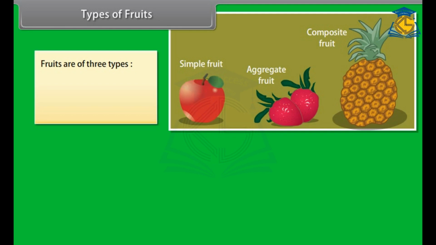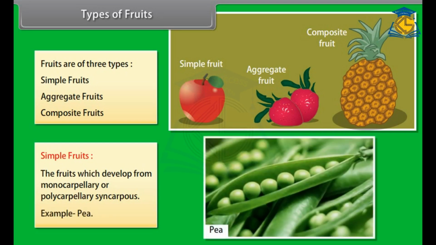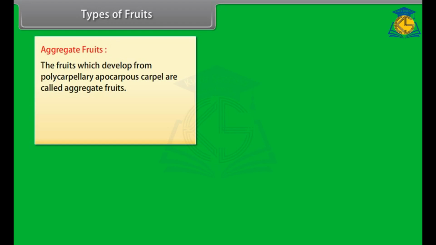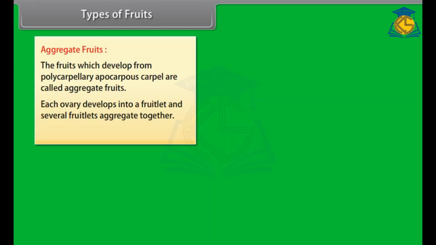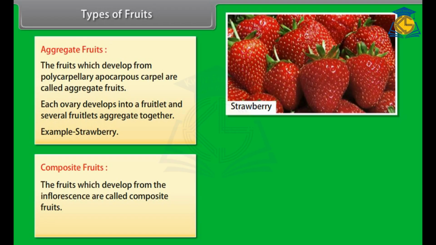Types of fruits. Fruits are of three types: simple fruits, aggregate fruits, composite fruits. Simple fruits: the fruits which develop from monocarpellary or polycarpellary syncarpous ovaries. Example, pea. Aggregate fruits: the fruits which develop from polycarpellary apocarpous carpels are called aggregate fruits. Each ovary develops into a fruitlet and several fruitlets aggregate together. Example, strawberry. Composite fruits: the fruits which develop from the inflorescence are called composite fruits.